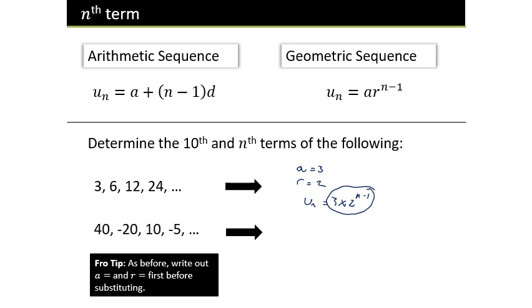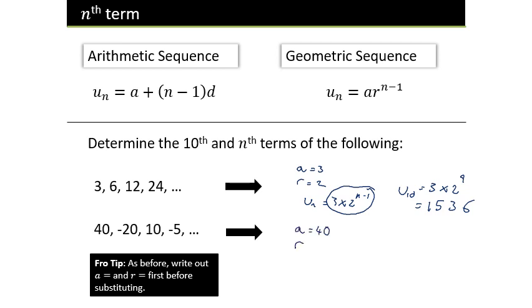And then to use that to find the 10th term, we would do 3 times 2 to the power of 10 minus 1, which is 9. And then I would evaluate that using a calculator, which is 1,536.